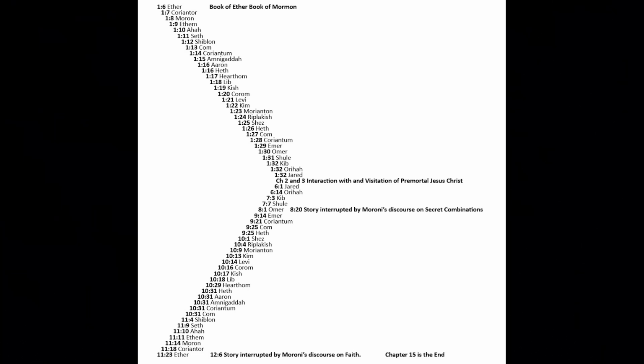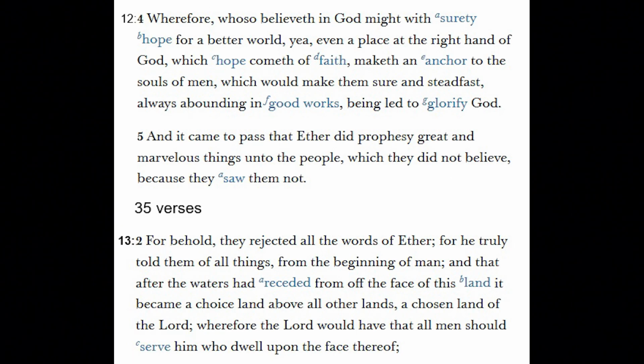Moroni interrupts, and then it continues right back where it was talking about secret combinations. And in chapter 12, it's another one of these cases where the story of Ether was going on. Ether chapter 12, verse 5, it says, "It came to pass that Ether did prophesy great and marvelous things unto the people, which they did not believe, because they saw them not."